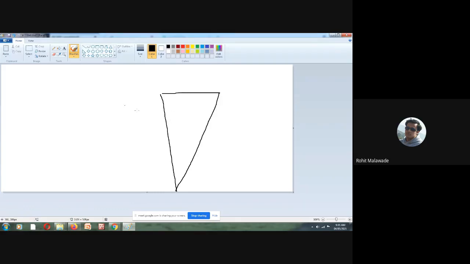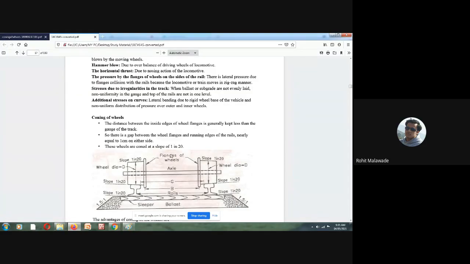This is your ice cream cone. Now, if we cut in between, what does this part look like? It will look like a cone, it is tapered, right? Similarly, in this coning of wheels, we are going to provide a slope of 1 in 20 to these wheels.